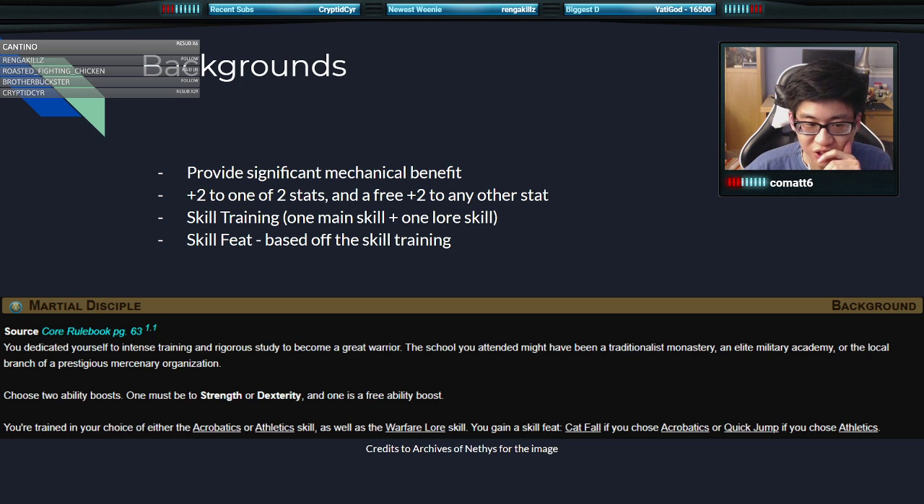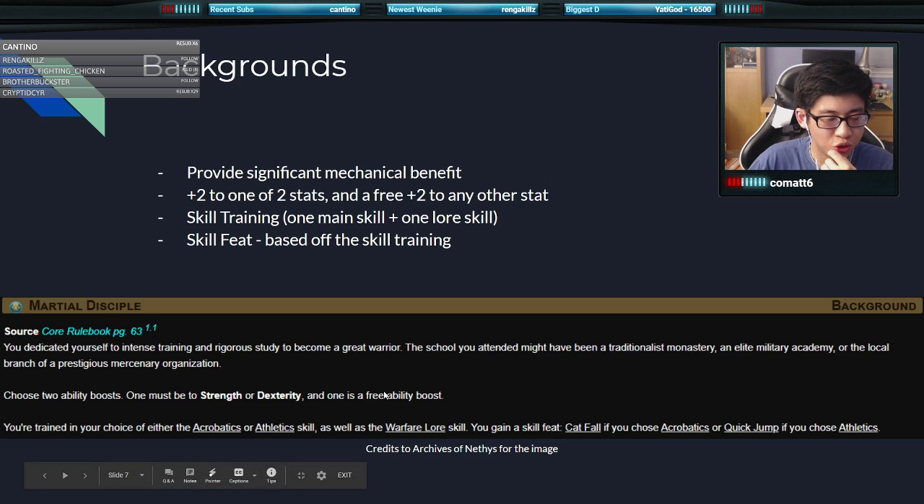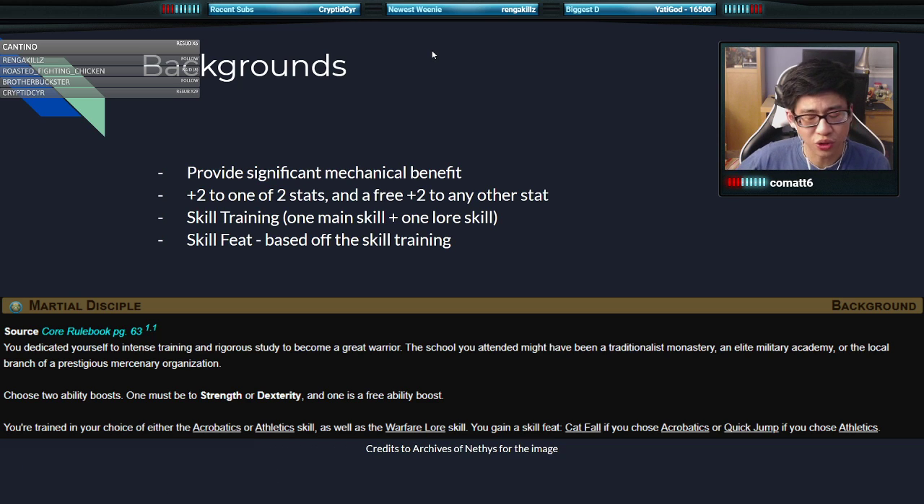What backgrounds do here is you gain a +2 to one of your stats, and it must be selected from 2 specific stats, and then a free +2 to any other stat. So if we take a look at what I selected here, the Martial Disciple, it gives you a +2 to either Strength or Dex, and then a +2 to any other stat that you didn't choose. So you could do +2 Strength, +2 Dex, or you could do like +2 Strength, +2 Con, +2 Dex, +2 Wisdom, that sort of thing.